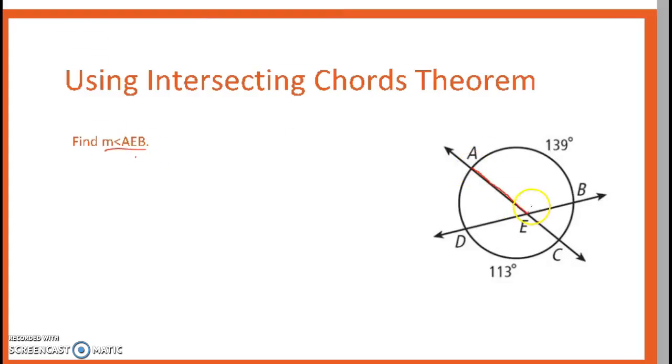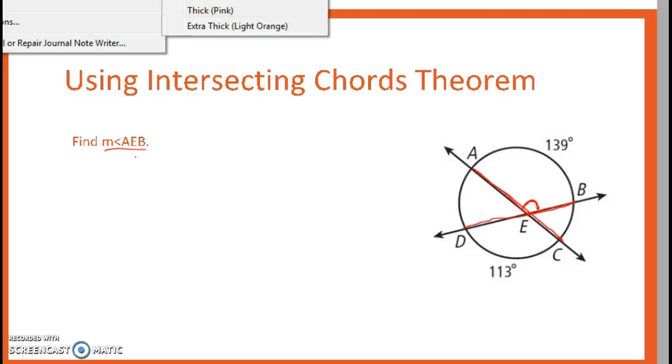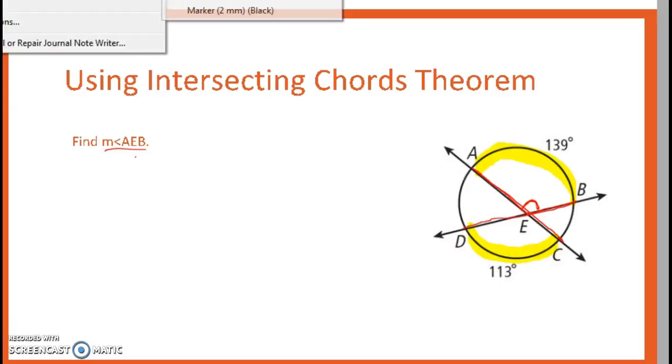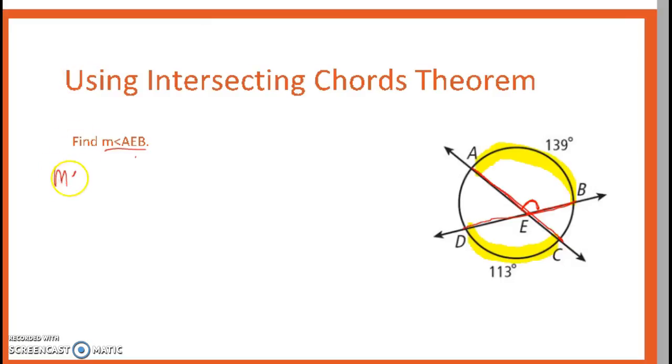That's A to E to B, right? And that's formed by the same two chords, but we're looking at the other pair of angles. We're looking at AEB is what we want to find. So that means we're going to average the two intercepted arcs AB and DC. Alright, now that I have the right angle pair, the measure of angle AEB is going to equal 1/2 times the sum of those two arcs added together. So the measure of arc AB plus the measure of arc DC.